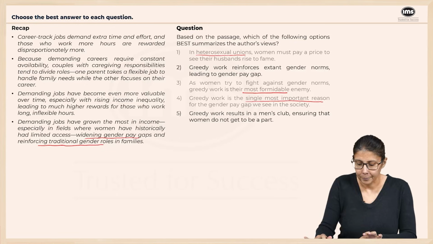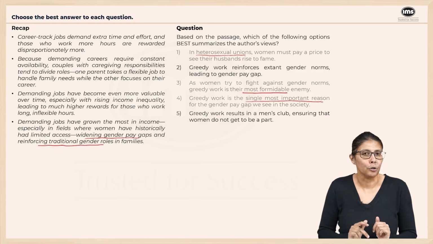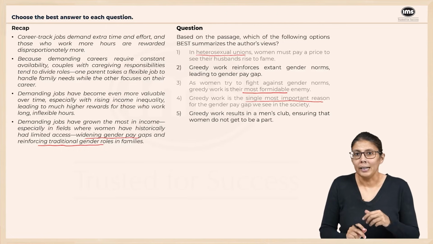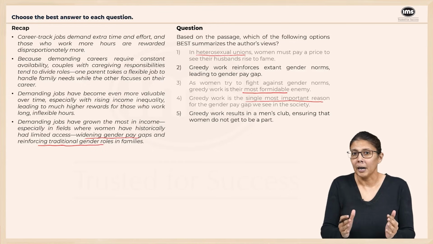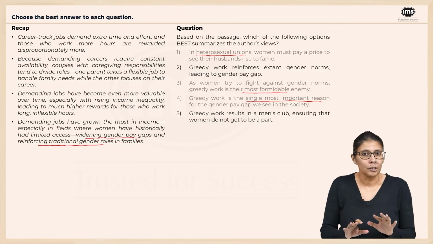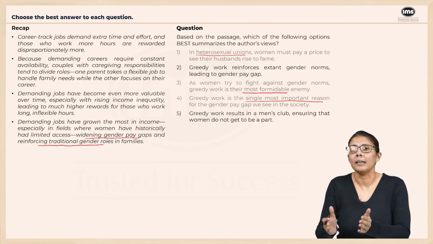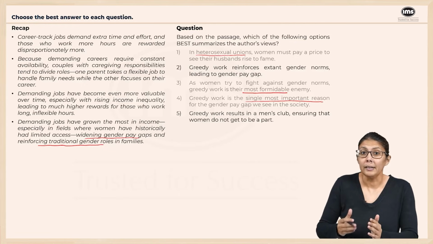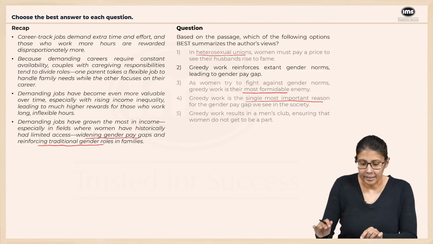So let's eliminate 4. The fifth one, greedy work results in a men's club ensuring that women do not get to be a part. This seems to point to an intentional conspiracy that someone is plotting so that women cannot be a part of the workforce or at least high paying jobs in the workforce. But overall, we're trying to say that the system has evolved that way. We're not trying to say that it's become a men's club and that there is deliberate gatekeeping that keeps women out. So because there is no intention to keep women out deliberately, therefore option 5 is not justified. So let's eliminate this. So our answer is going to be the second option.